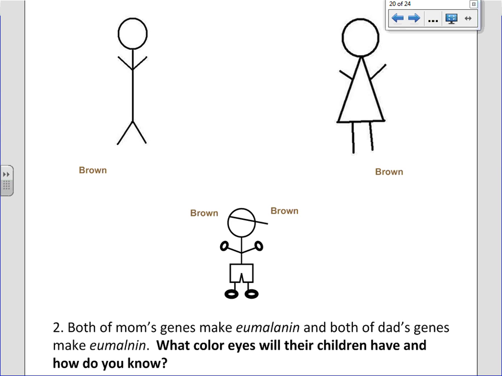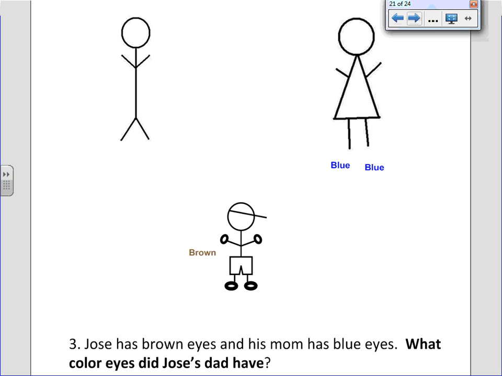All right, let's move on to the next one. Okay, now this is a similar question, but it gets a little tricky because you actually have to work backwards. In this case, we know what the kid looks like, and we know what the mom looks like, but we don't know what the dad looks like. So let's read the question.